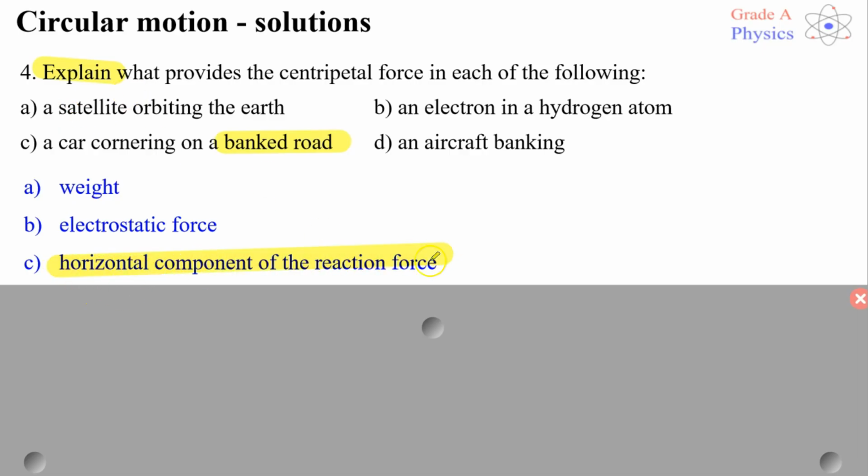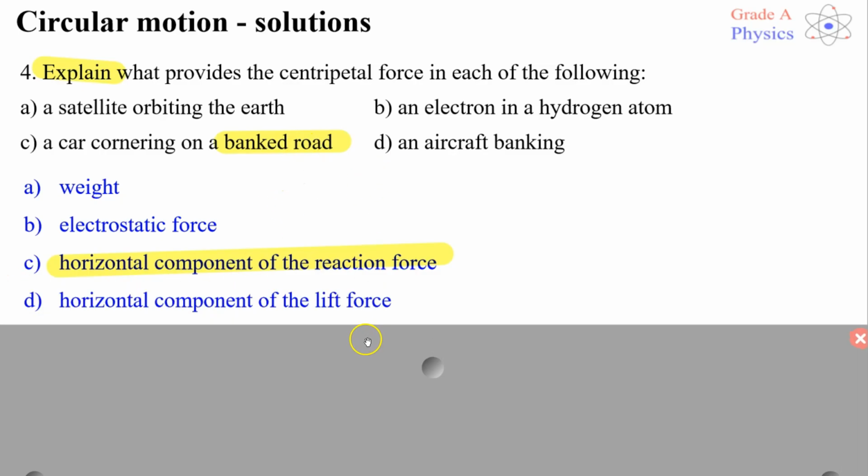It's the horizontal component of the reaction force. So the normal force, the reaction force, is at 90 degrees to the slope. So the horizontal part of that, acting towards the center, will provide the centripetal force. And similarly with an aircraft banking, and again, we'll look at this in more detail next lesson. It's basically the same. It's the horizontal component, but now of the lift force.